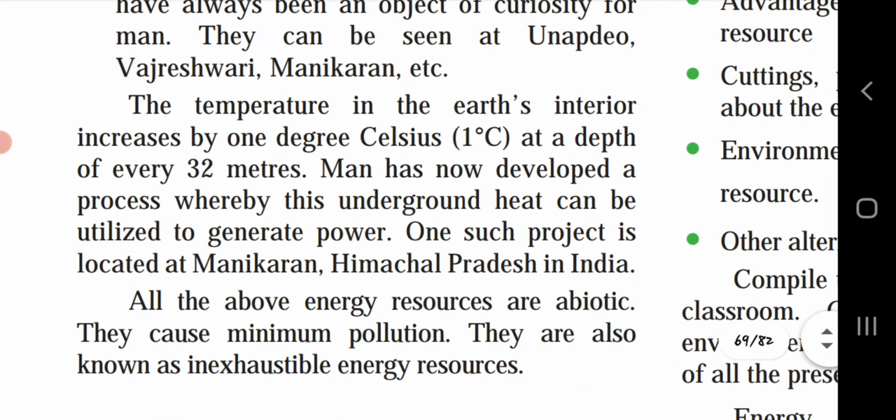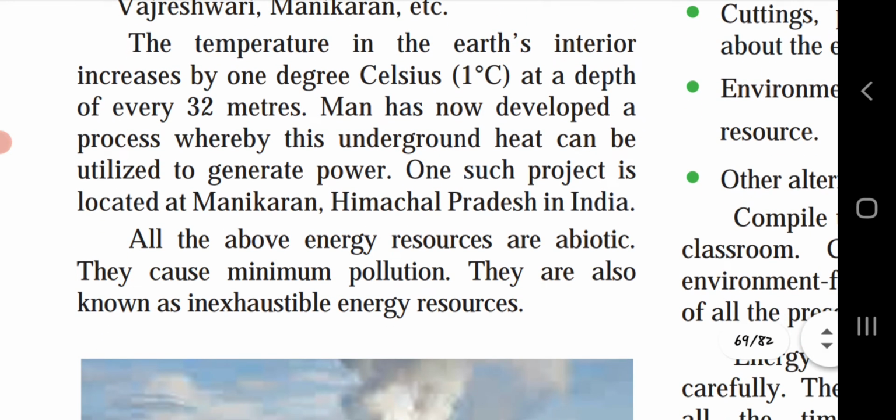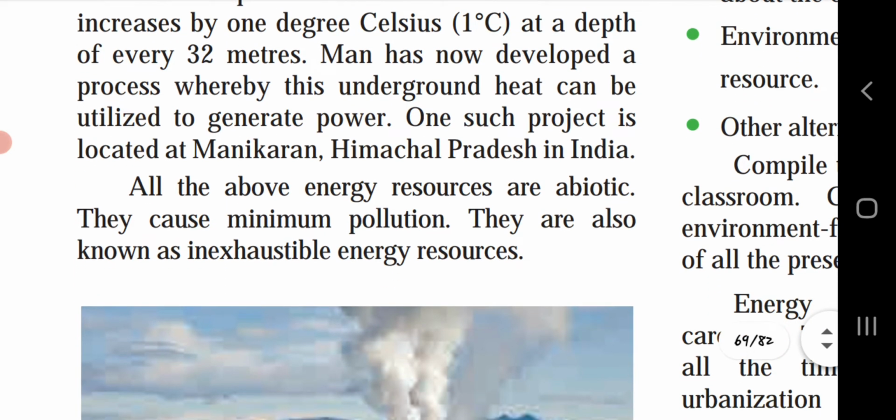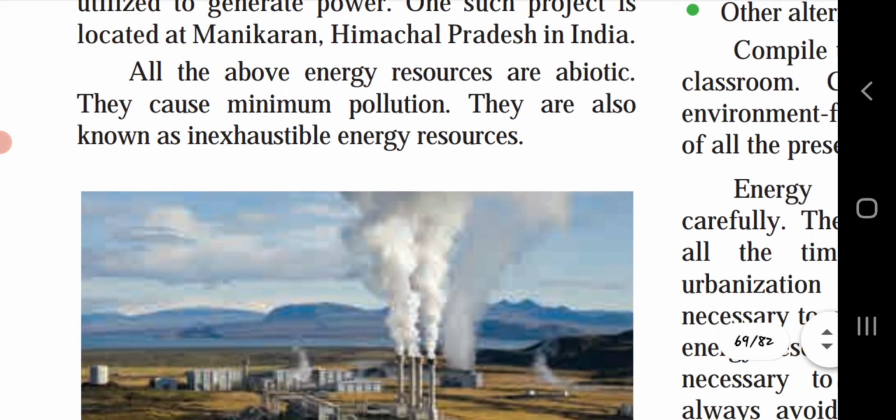As you know, as we go into the interior of the earth, the temperature increases by 1 degree Celsius at a depth of 32 meters, and by using this heat, we can generate power. This type of project has already started, and it is located at Manikaran in Himachal Pradesh in India. All the above energy resources are abiotic.